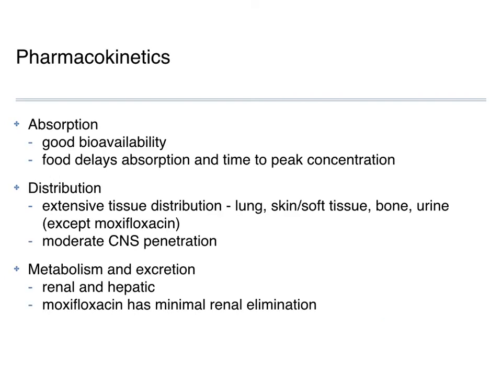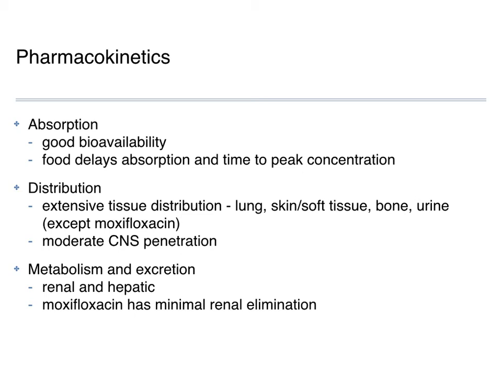Pharmacokinetics: all have fairly good bioavailability, some higher than others. Food does delay absorption and time to peak concentration. From a distribution point of view, fairly good distribution, including the CNS. These wouldn't be at the top of the list as far as drugs that get good CNS levels, but they're fairly good, and we do sometimes use these agents for the treatment of meningitis.